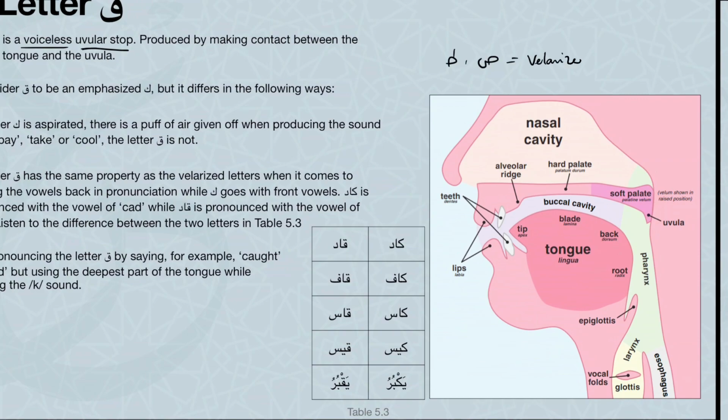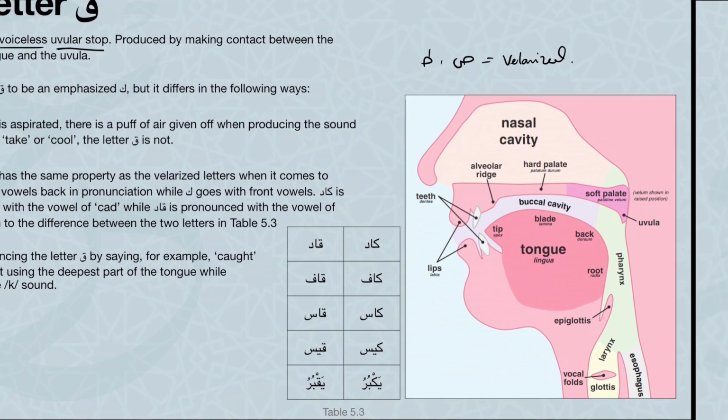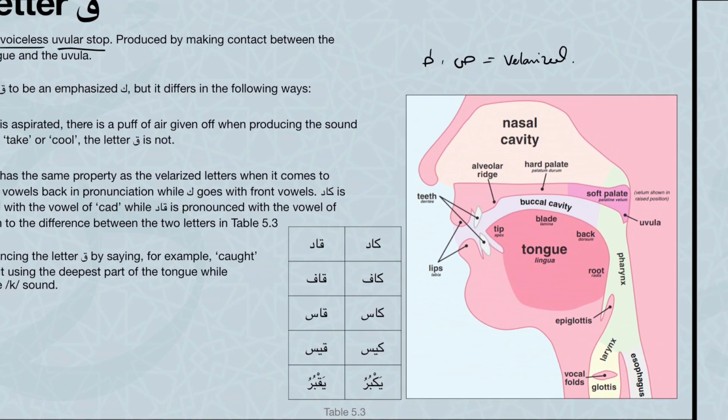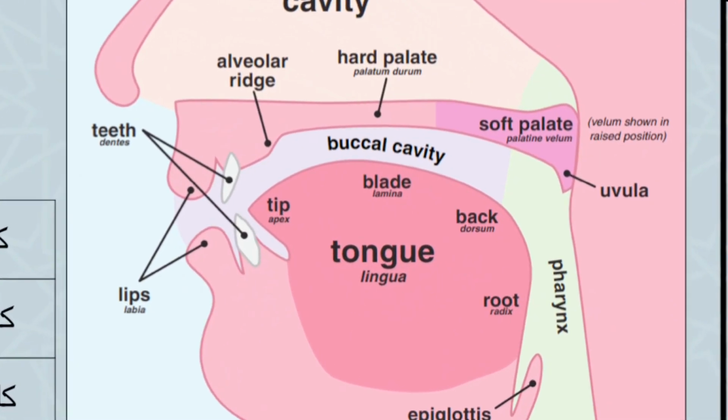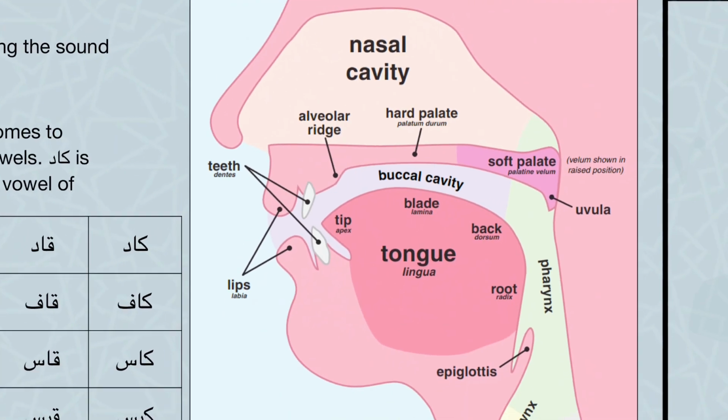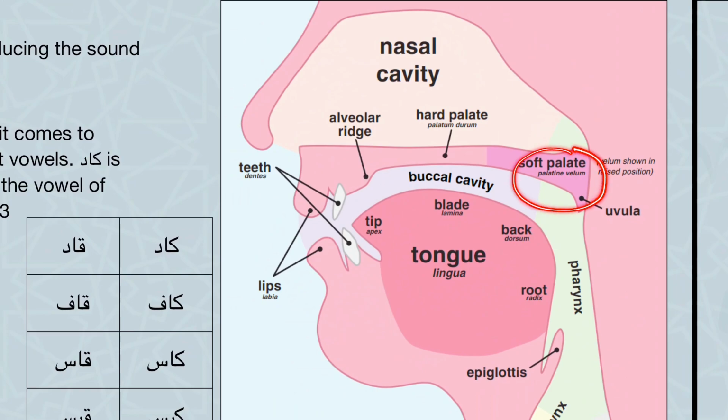What is the meaning of velarized? If we zoom into this image, we realize that this word is called the palatine velum. Palatine is from the palate, and velum is basically something that is fleshy or soft. So any sounds that usually come from the velum, we call them velarized sounds.